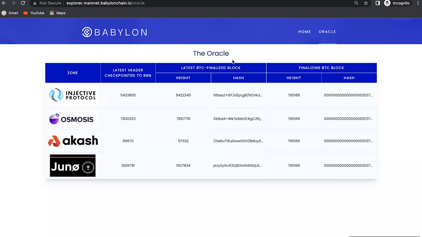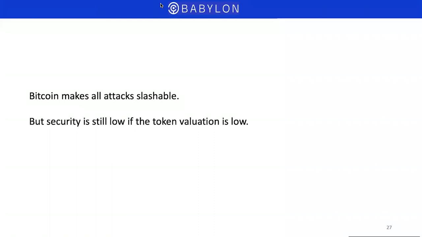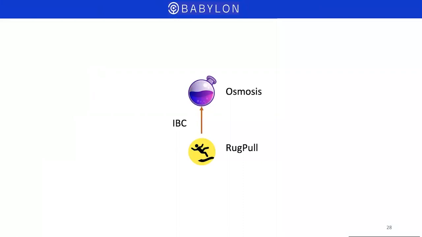All right, so the second part is about bootstrapping small chains. So Bitcoin allows us to make all the stake slashable, okay? But if the token valuation of a small chain is low, then you're still limited by the economic security. Okay, so here's an example. Suppose I have a new Cosmos zone called Rug Pool zone. It is communicating with Osmosis, which is a DEX. So I need to communicate with it through IBC.